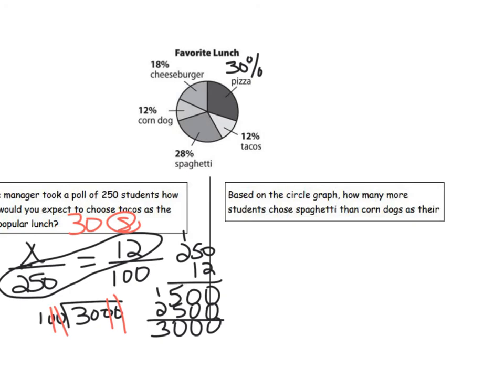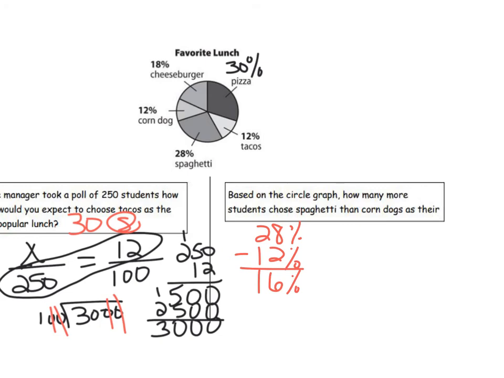Okay, on the next one, it says, based on the circle graph, how many more students chose spaghetti than corn dog as their favorite lunch? And I guess we were cut off right there. So then, what do we do in this case? Yeah, you subtract, right? So spaghetti and corn dogs. So I know spaghetti was 28. Corn dogs is 12. So when you subtract it, that becomes 16. And they are percents. So when we set it up, we are putting 16 over 100.